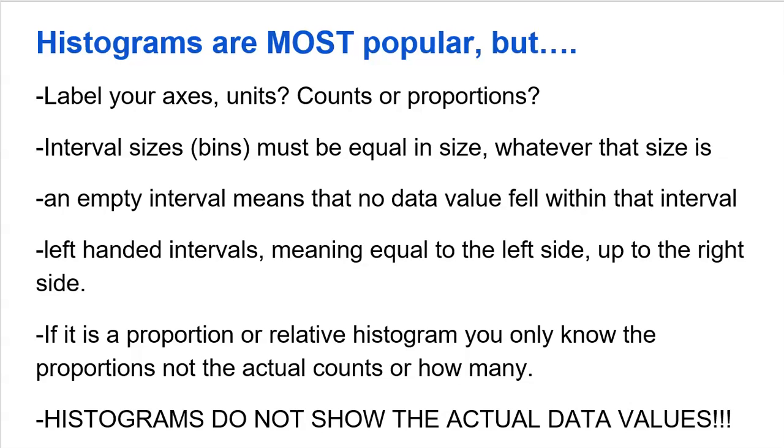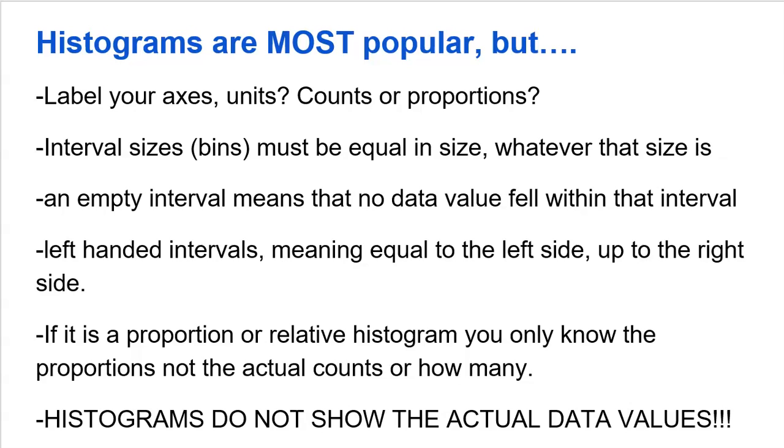The interval sizes, the actual bins, they must be equal in size. So again, I chose to go by 10s. You can't have some bins go by 10 and others go by 8. That's just silly. An empty interval simply tells you that there's no data values falling into that interval. So for example, if the 30 to 40 bin was just empty, there was no bar there, it doesn't mean we made a mistake. It just means that no trees were of that size. I want to emphasize for the third time, left-handed intervals. We equal the left number up to the right side. Important not to forget that.